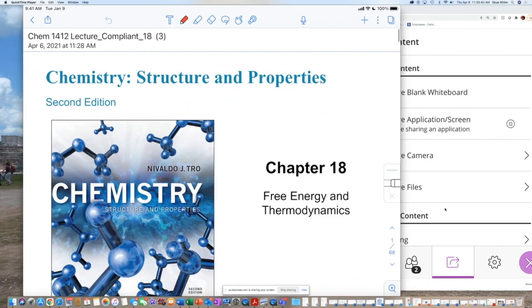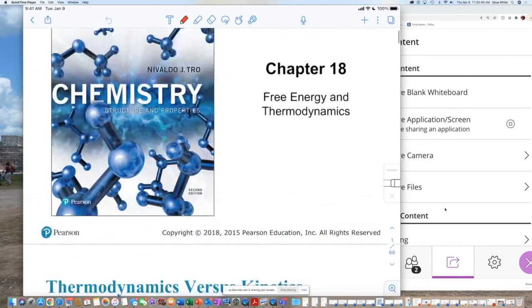Okay, so let me see. We are starting with chapter 18. Chapter 18 takes us to free energy and thermodynamics. So if you had me in 1411, we talked about a subsection of thermodynamics, which was thermochemistry. So in Chem 1411, the prequel to what we're talking about today, we talked about thermochemistry. And thermochemistry is a small section of thermodynamics. So we're picking up where we left off in 1411, and now we're going into the rest of thermodynamics.